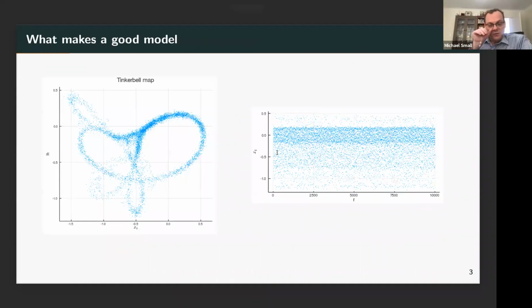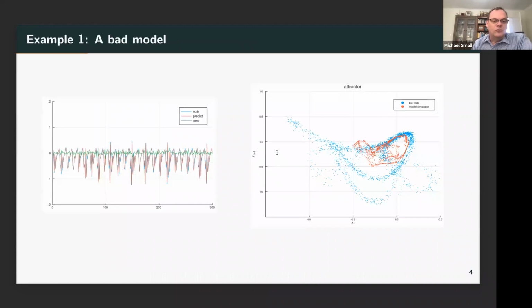So, a very simple example of this. If I take a nice simple chaotic map, which is shown on the left there, it's a two-dimensional map, so it's x_t and y_t. If I just have access to the time series x_t on the right, and I wish to model the dynamics from that time series, well, I can take a short section of the time series, which is shown here on the left. The true one is the blue line, which is underneath the predicted red line, and there's an error as a green line.